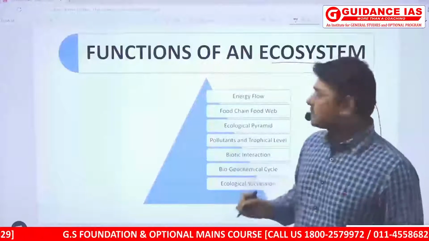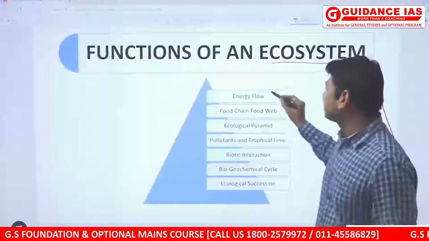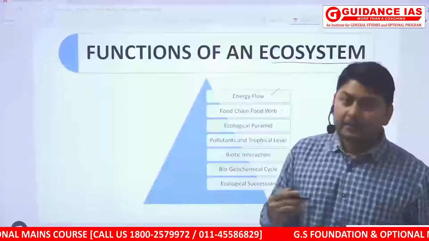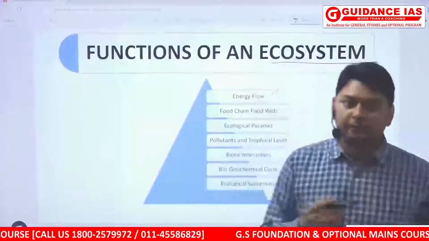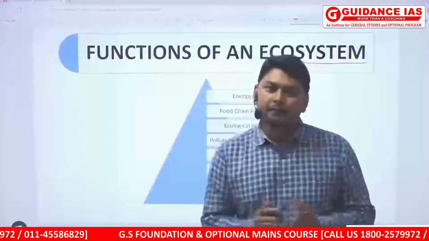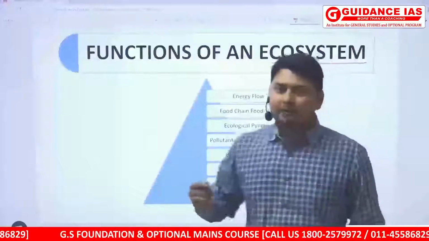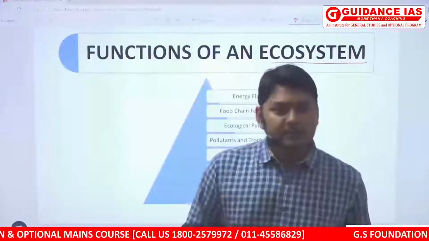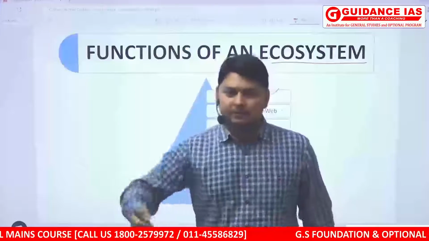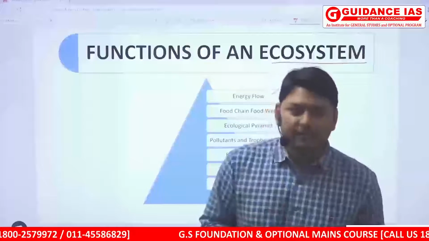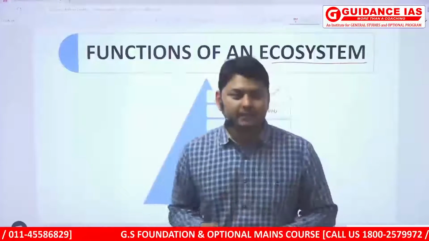So in this ecosystem, what are its parts or aspects? There are energy flows, there is a food chain, there is a food web. Which animal consumes which organism, and they form part of a food chain. For example, we human beings eat plants also. Some of us would eat non-vegetarian food. So that is an animal or an organism.